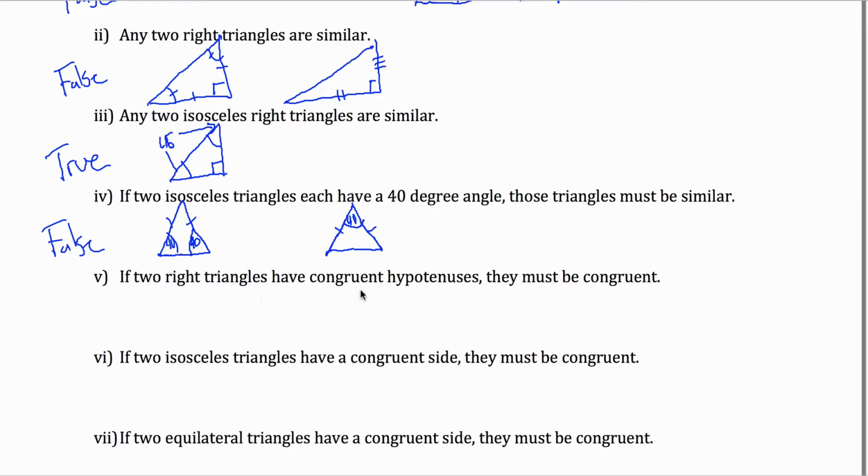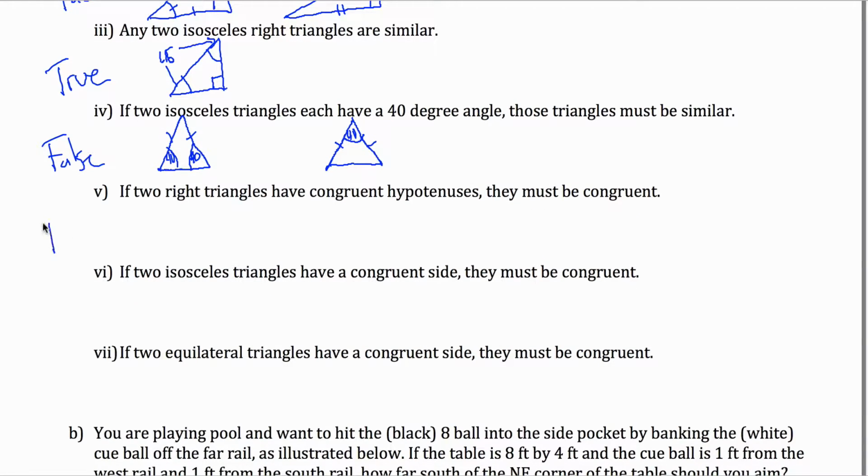Number 5: if two right triangles have congruent hypotenuses, they must be congruent. That's a false statement. So here are a lot of false statements. Here is a right triangle with a hypotenuse of, whatever. Maybe I'll just label that. And here is a right triangle and maybe that hypotenuse is the same length as that. But these clearly are not congruent. They're not even similar because these angles here, maybe they're each 45, are very different than these angles there and there.